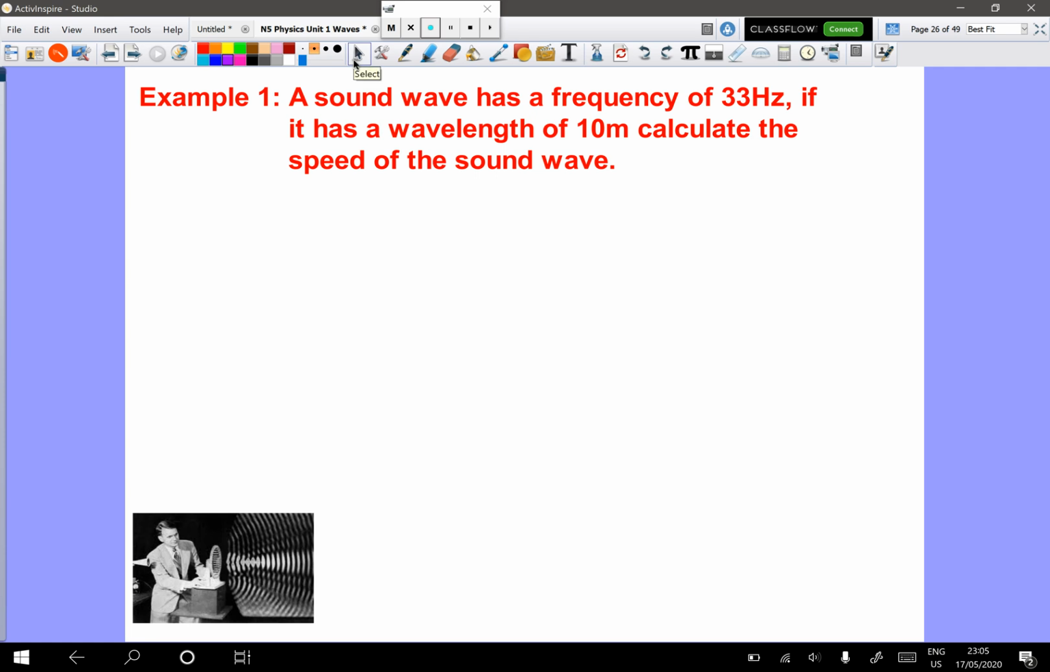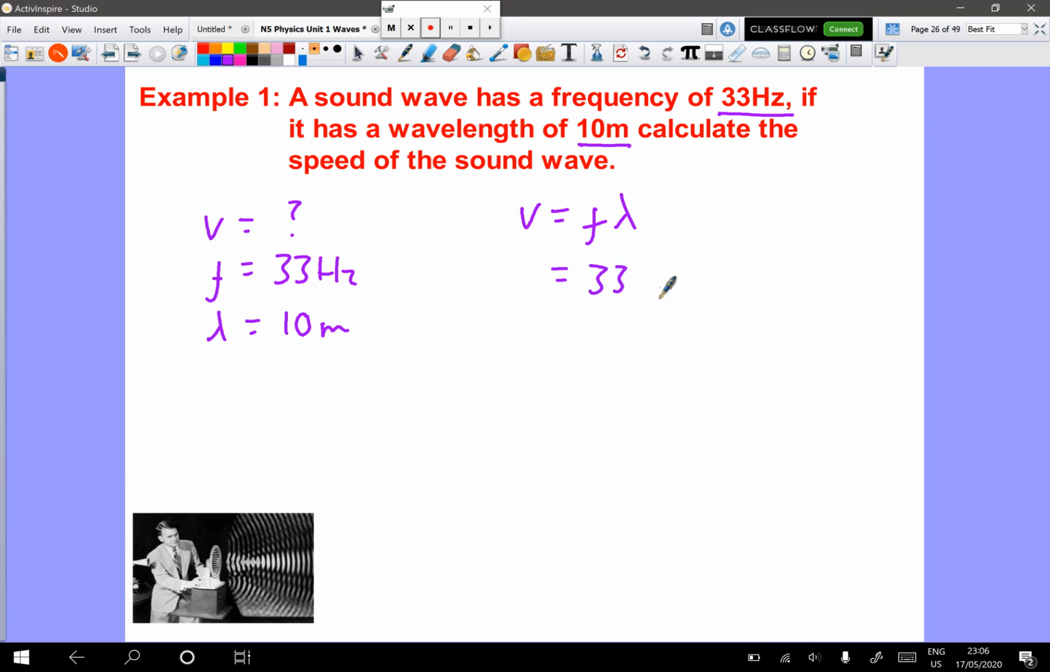So our first example, we've got a sound wave with a frequency of 33 Hertz. It has a wavelength of 10 meters. Calculate the speed of the sound wave. So we know it's v that we're trying to find out. We've got f, it's 33 Hertz. Lambda for wavelength is 10 meters. V equals f lambda is the equation you'll get in your National 5 physics equation sheet. 33 multiplied by 10, nice and easy. There's that 330 meters per second again that we've seen in previous examples. That's around about our value of 340 for the speed of sound.